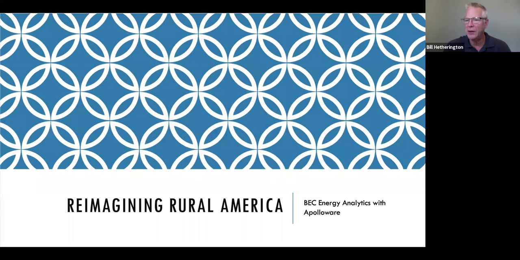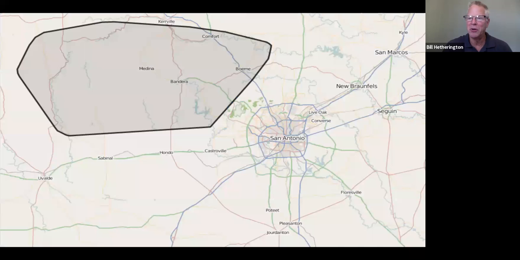I'm the CEO of Bandera Electric Cooperative. You can go ahead and hit the next slide. Our vision is reimagining rural America. While a lot of focus has been put on the deployment of DER in urban areas, we've been focused on deployment in rural areas, and it has a lot more challenges, as you might expect.